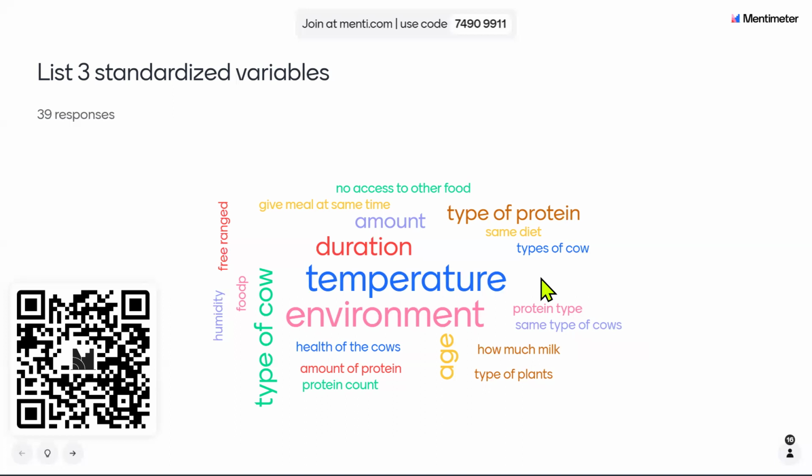I'm glad nobody put gender, because sometimes people do that in the test and then they forget, oh, only female cows can make milk. So I would have to make that wrong. But yeah, most of these are good answers. Any questions?